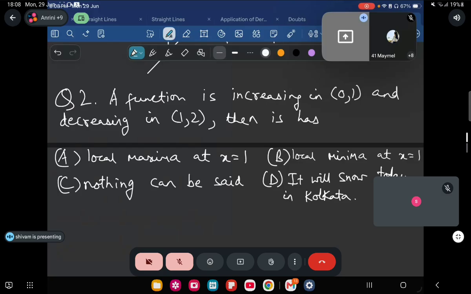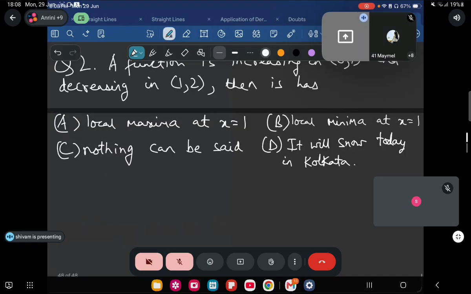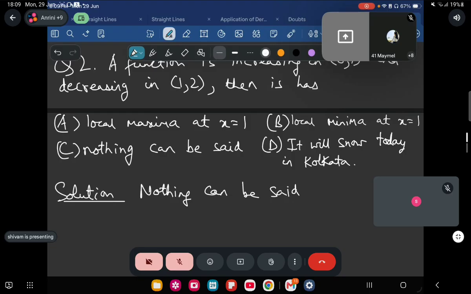So everyone pay attention. I'll give some counter example, okay? Yes, maybe it is correct. The answer should be option C. Okay. Nothing can be said about f of x at x equal to 1.